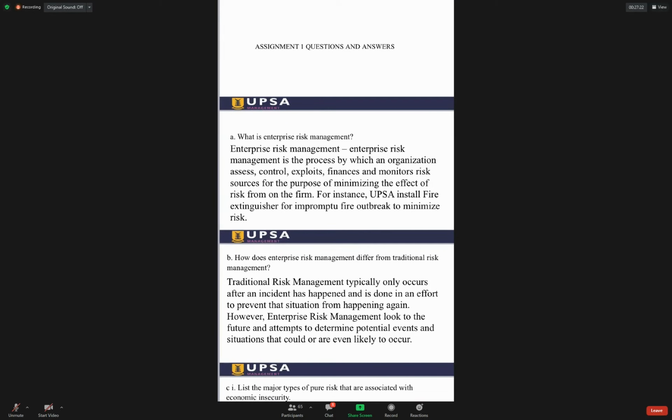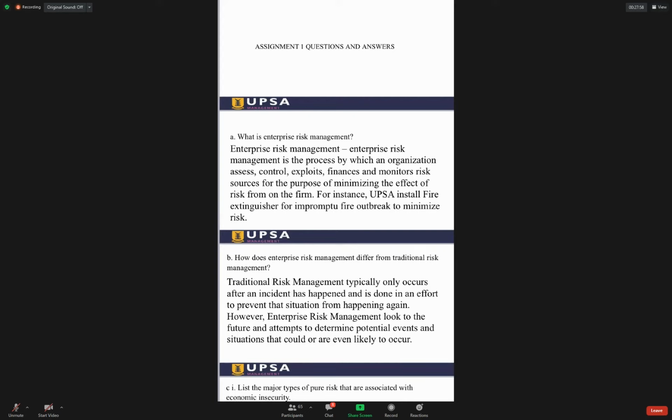Okay, so our first question is what enterprise risk management is. Basically, it is a process where an organization or a company decides to assess their finances and monitor the risks and the sources that these risks may come from, and try to minimize them before the effects of the risk affect the firm. For instance, let's say you decide to insure your house or a clothing shop that you have. That will be you taking an enterprise risk management effort.